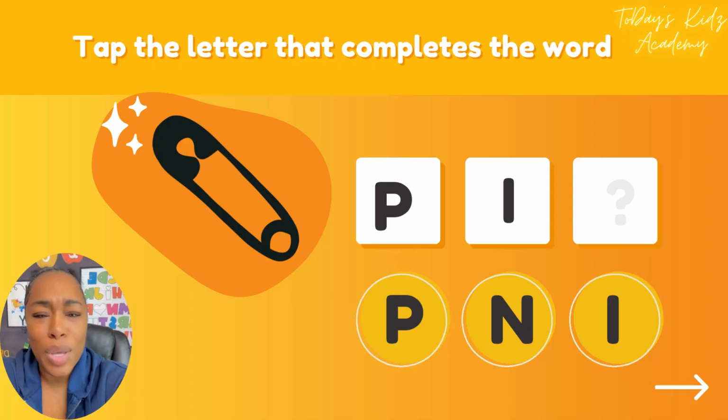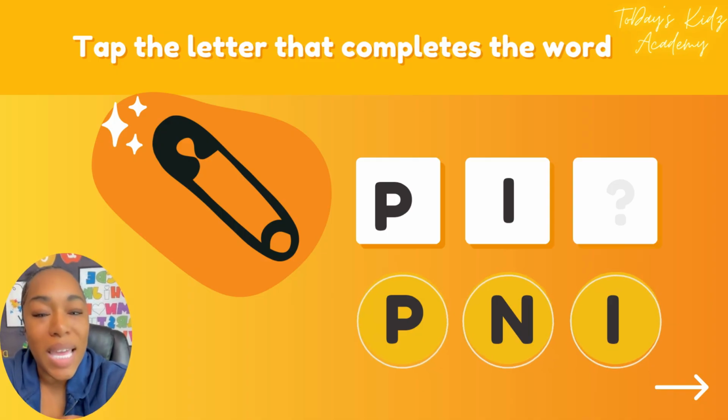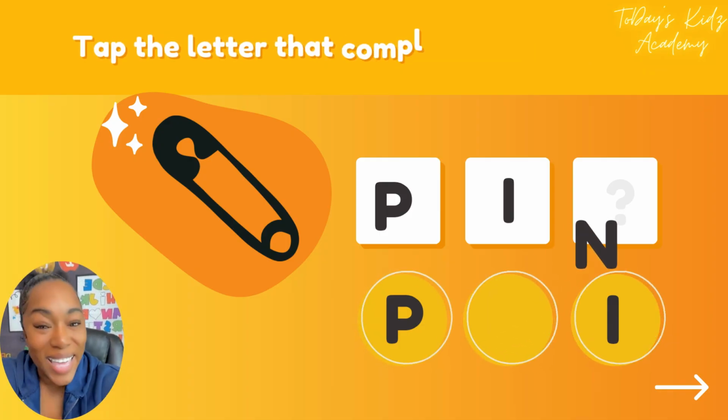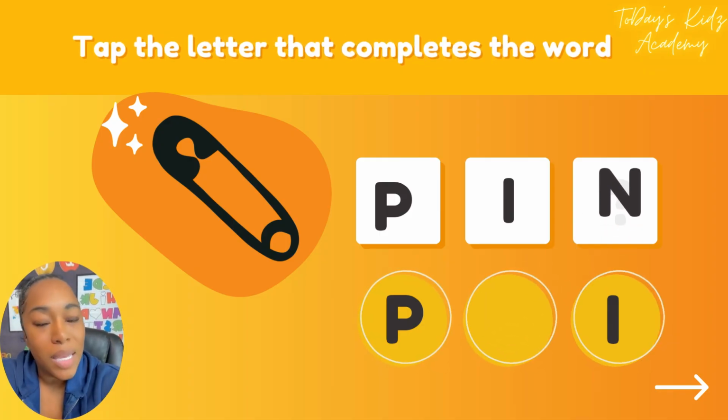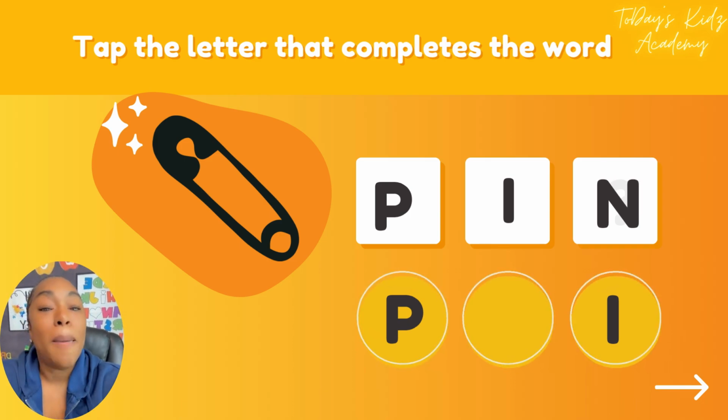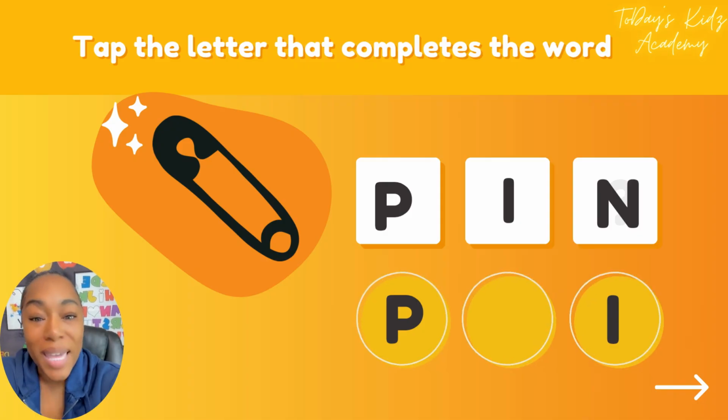Tap the letter that completes the word pen. Pen. What sound is missing in pen? Let me see if you can guess it. Did you guess N? Pen. Spell pen with Miss Fee. P-E-N. Pen.